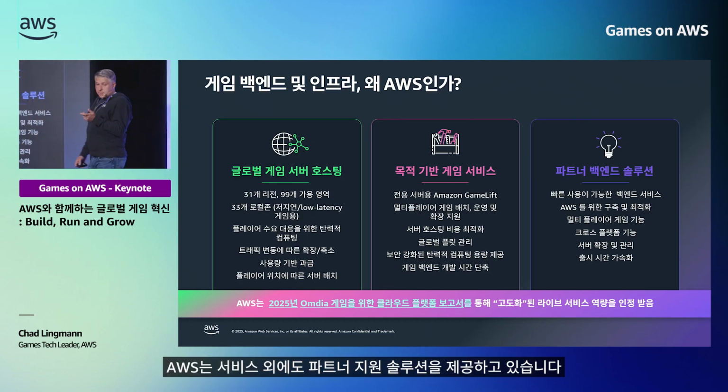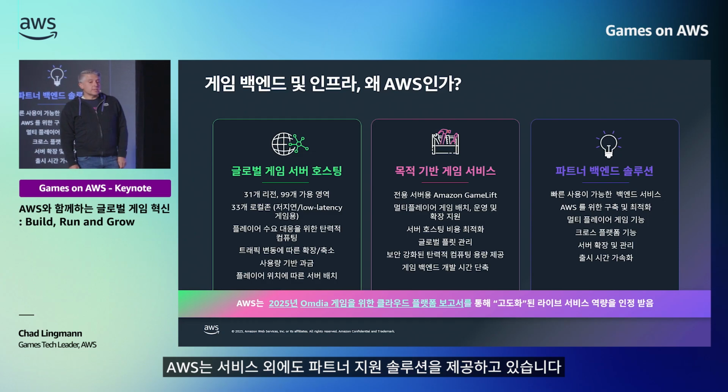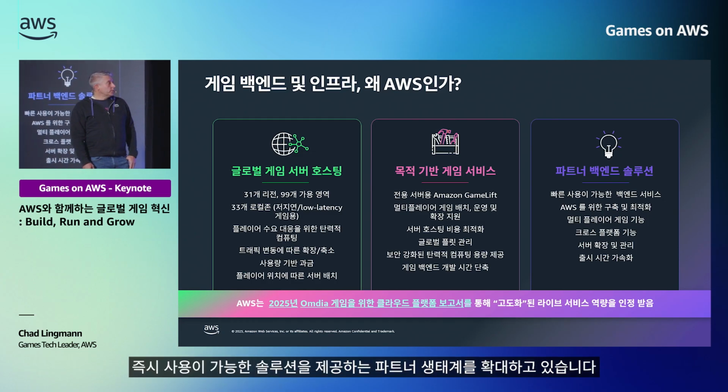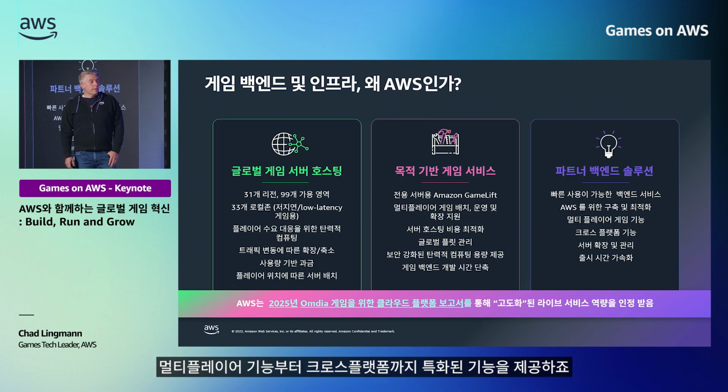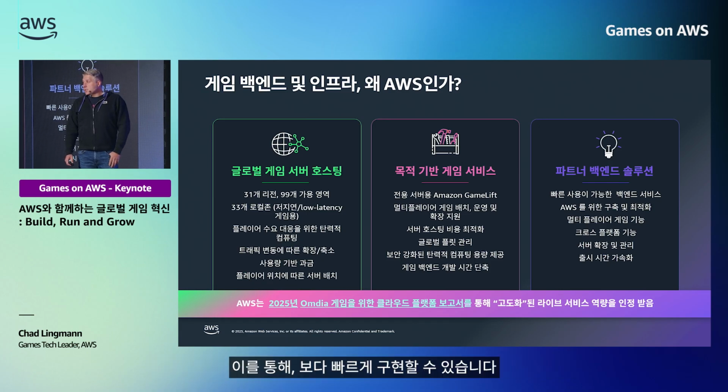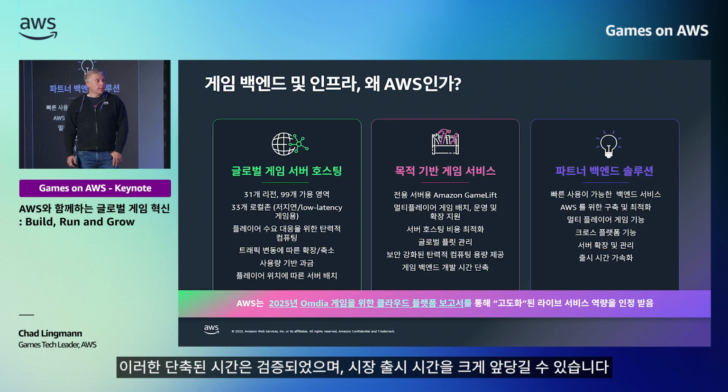So beyond the services, we have partner-backed solutions as well. We've cultivated an ecosystem of partners that have ready-to-use offerings. They're all integrated and optimized, ready for use and deployment on AWS. These solutions provide specialized game features, from multiplayer functionality to cross-platform capabilities. The advantage is faster implementation, with proven solutions that can dramatically accelerate your time to market.